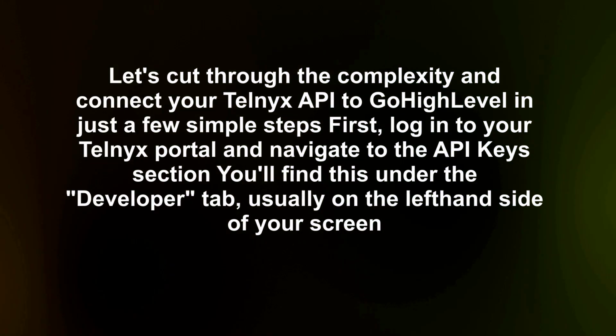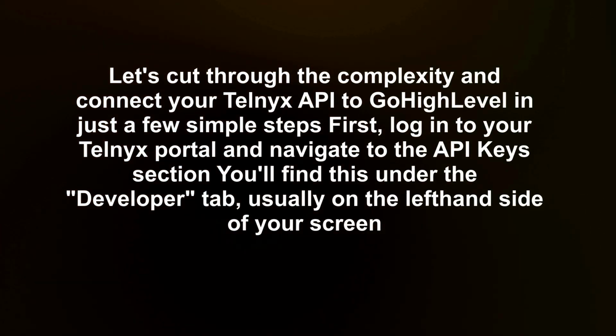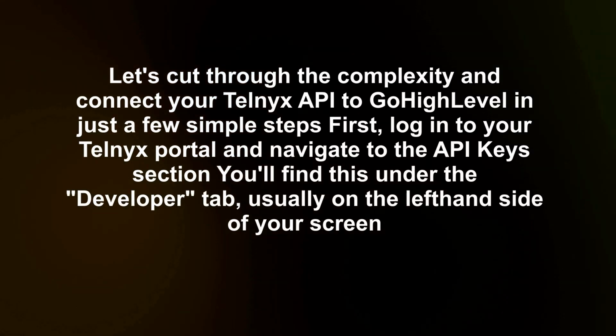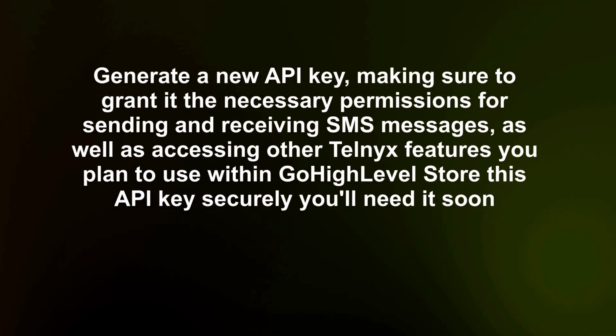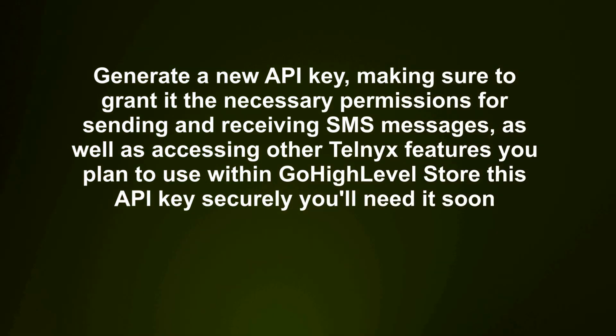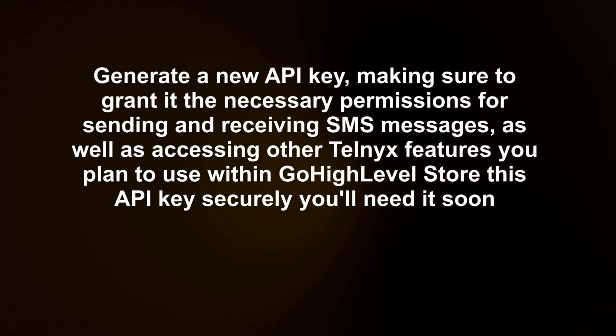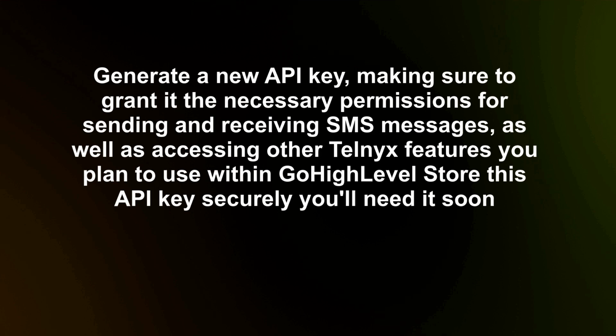First, log into your Telnyx portal and navigate to the API Keys section. You'll find this under the Developer tab, usually on the left-hand side of your screen. Generate a new API key, making sure to grant it the necessary permissions for sending and receiving SMS messages, as well as accessing other Telnyx features you plan to use within Gohighlevel. Store this API key securely.